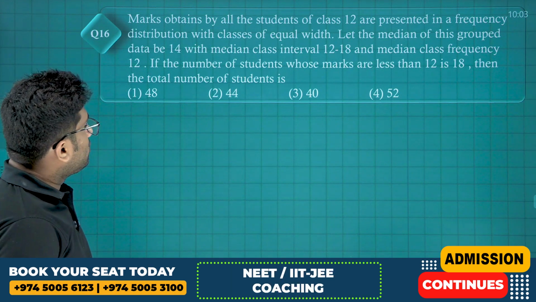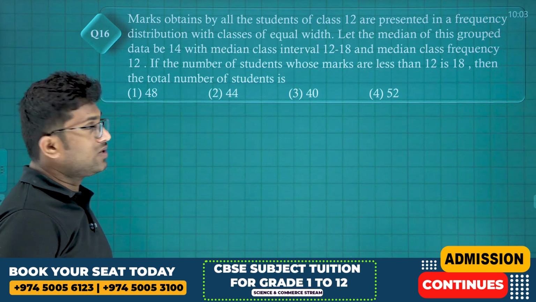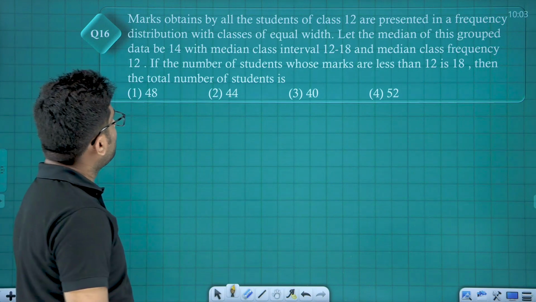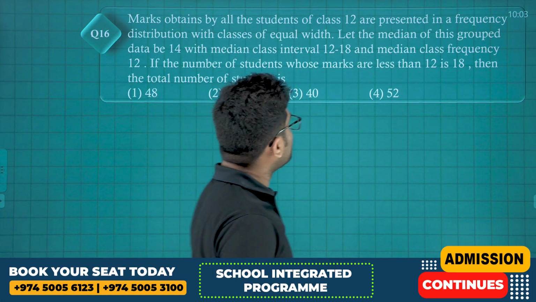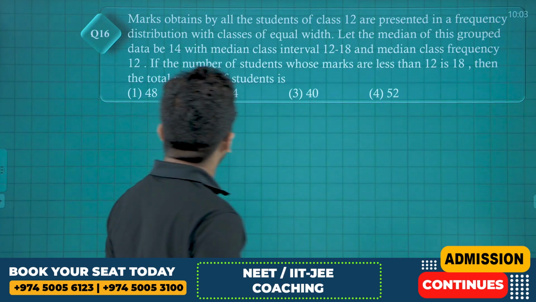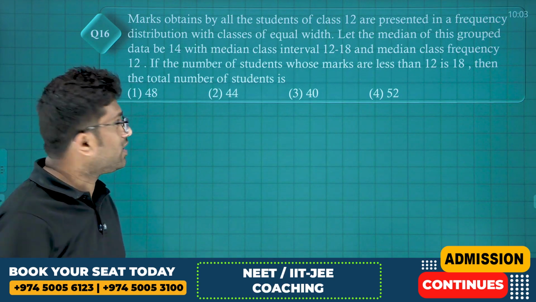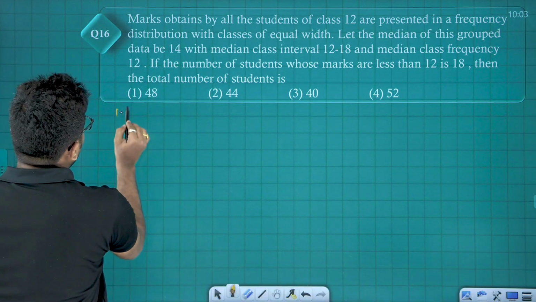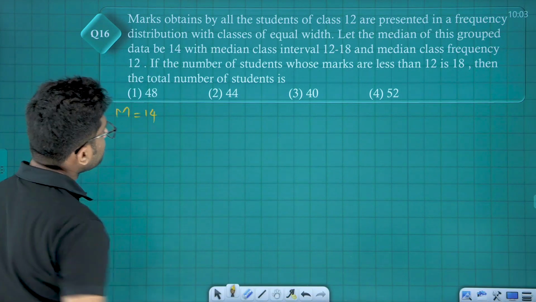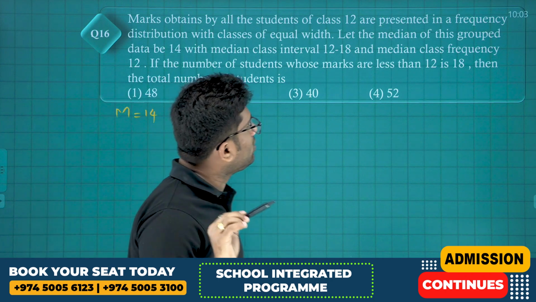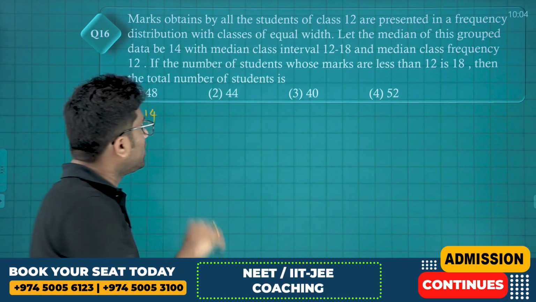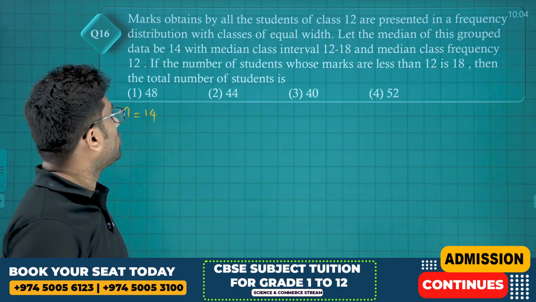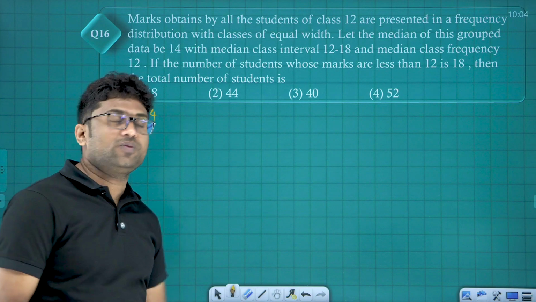Now next question from statistics, which is actually great. See, marks obtained by all the students of class 12 are presented in a frequency distribution with classes of equal width. Fine. Let the median of this grouped data, median they have given, median is equal to 14. Median class also given. Median class frequency given. If the number of students whose marks are cumulative frequency also given, then the total number of students. They are asking us the total frequency.